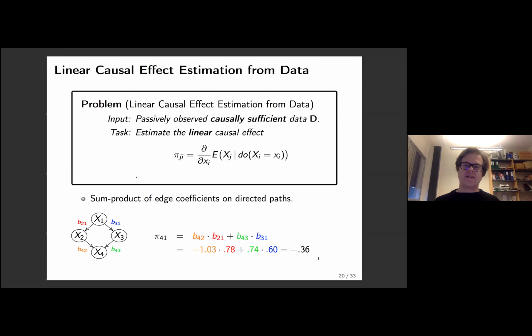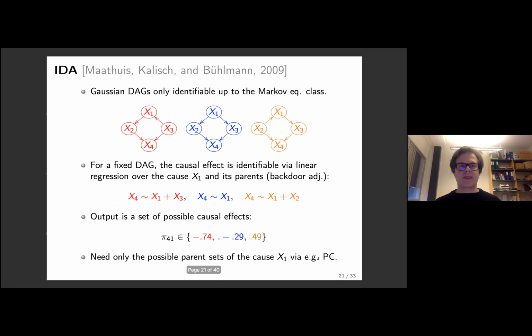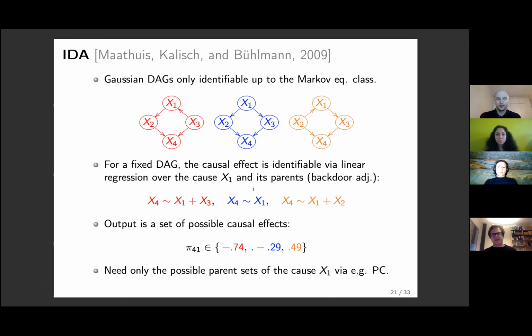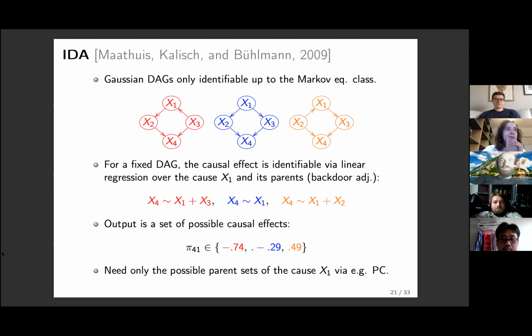So in contrast to previous, there is only data, and we are looking at the linear case, so parametric restriction. The IDA algorithm of Maathuis et al. solves this problem as follows. Because we only have data, we have to do discovery first. Gaussian DAGs can only be identified up to the Markov equivalence class. So given enough data, we only know that the true causal structure might be one of these. Then for any fixed DAG, the causal effect is identifiable by a backdoor adjustment we saw earlier.